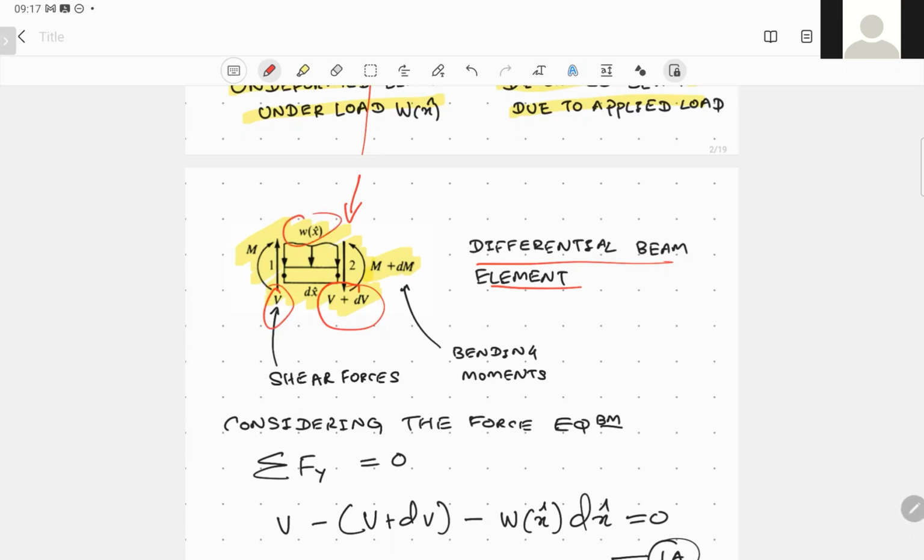The distributed load applied on the beam elemental part is given by W of x hat. So it is a function of x hat. It depends on the length. Whenever the length is larger, the applied force will be larger. And what else do we have? We have the bending moment M acting at node 1, and at node 2, the bending moment will be M plus dM.